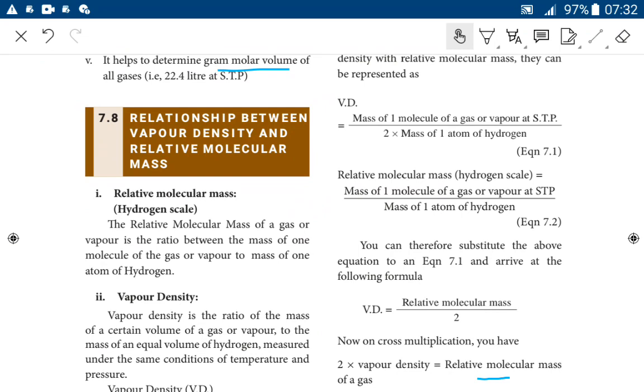Based on the hydrogen scale, the relative molecular mass, which we already learned, is the ratio between the mass of one molecule of gas to the mass of one atom of hydrogen. And the vapor density is the ratio between a certain volume of gas to the same volume of hydrogen.